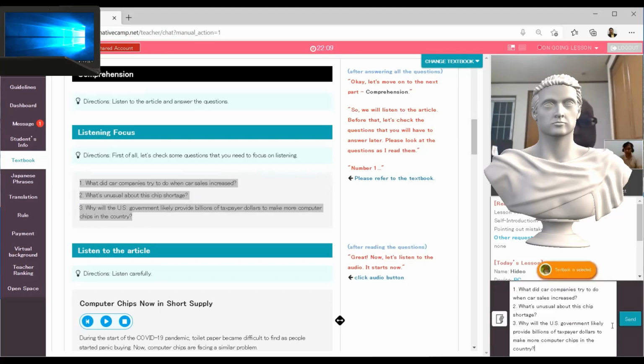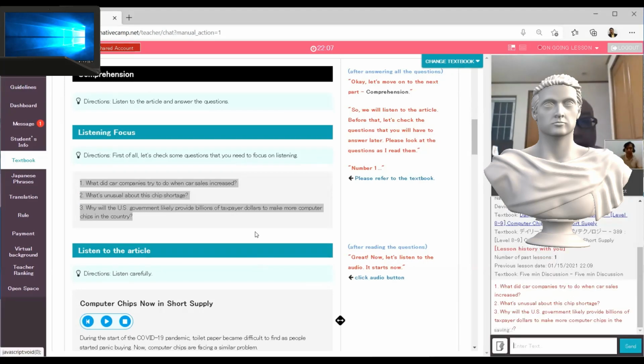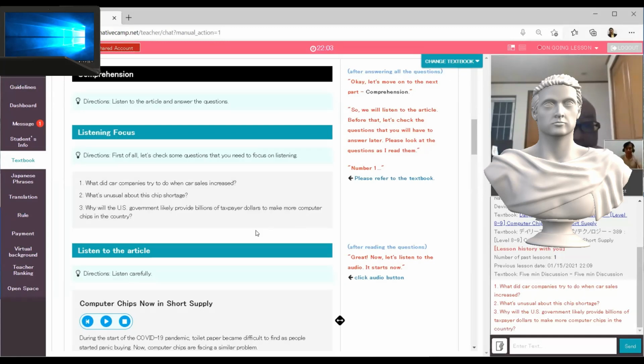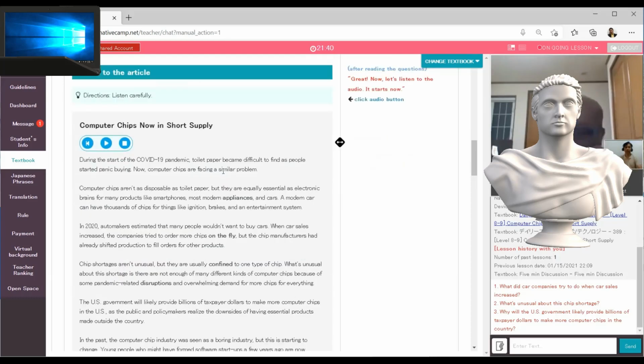Let's start with number one. What did car companies try to do when car sales increased? Please read number two question. What's unusual about this chip shortage? All right, and the last question is why will the US government likely provide billions of taxpayer dollars to make more computer chips in the country? All right, so this will be our listening focus. And now let's listen to the article.